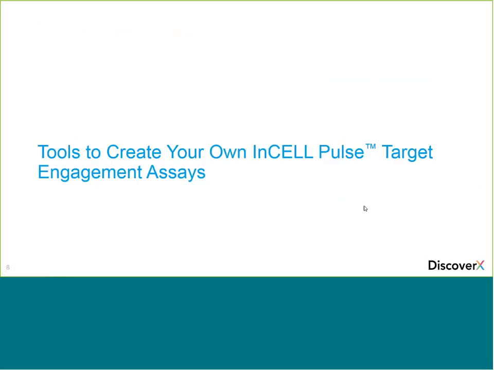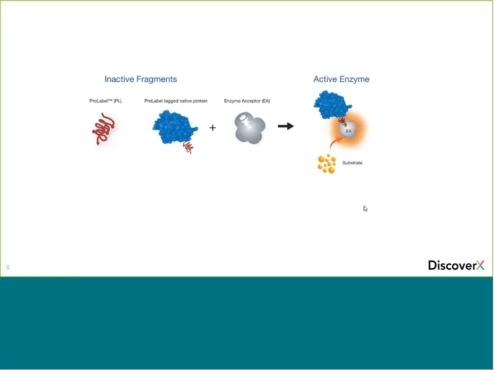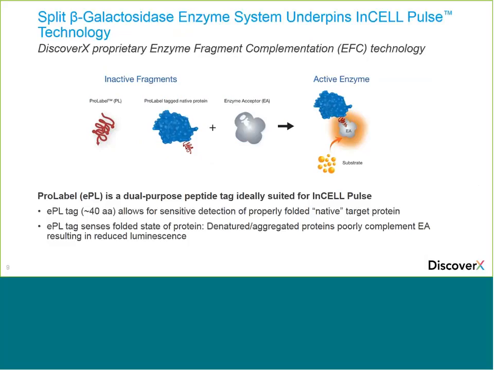So what are the tools that we provide to create your own target-specific InCELL Pulse assay? Before I get started on exactly what these tools are, I'd like to describe how InCELL Pulse works. I mentioned earlier that it's underpinned by some DiscoverX proprietary technology. And what is this technology? It's enzyme fragment complementation, EFC technology. So beta-galactosidase can be split into two inactive fragments that complement one another. It's split into a very small piece, the prolabel tag, which is about 40 amino acids, and a much larger piece called the enzyme acceptor. And when these two pieces come together, beta-gal activity is restored, and with our luminescent substrates, we generate light.